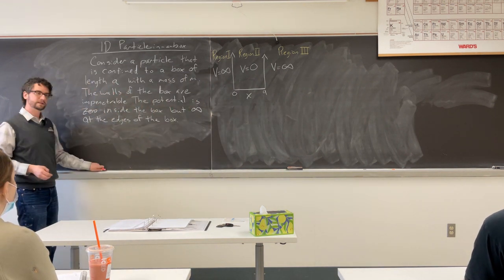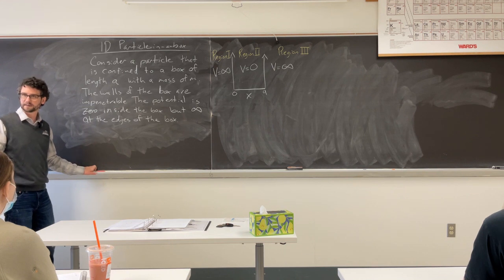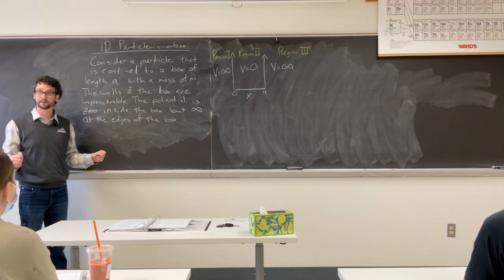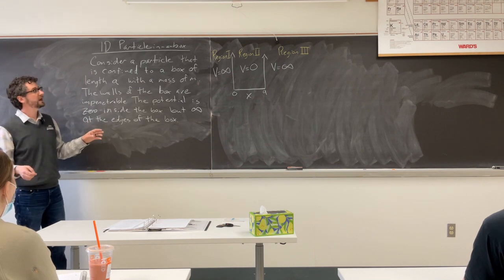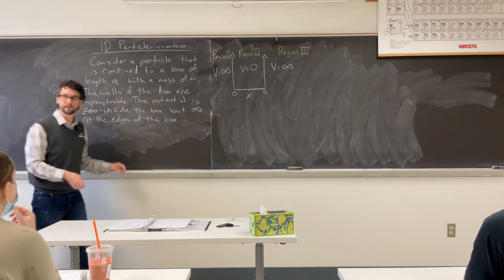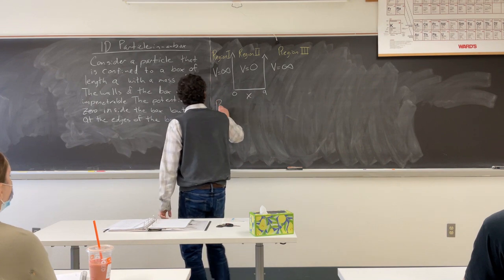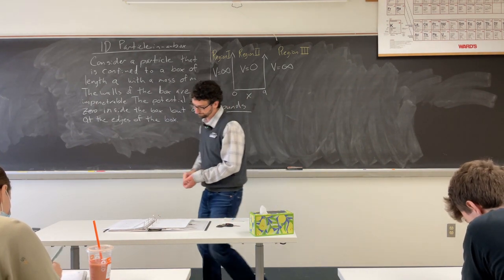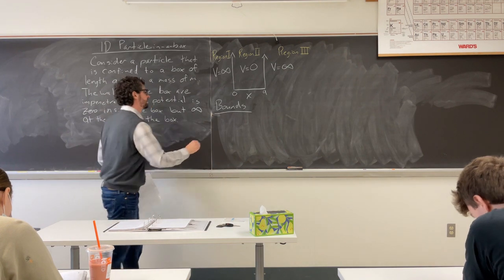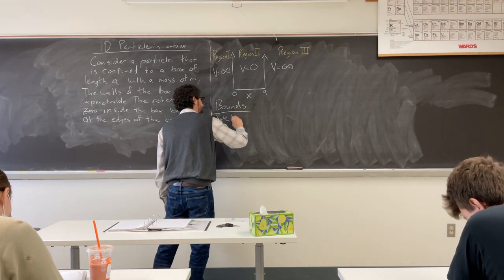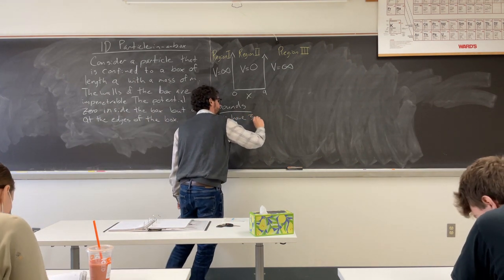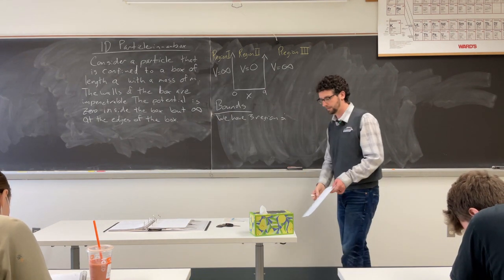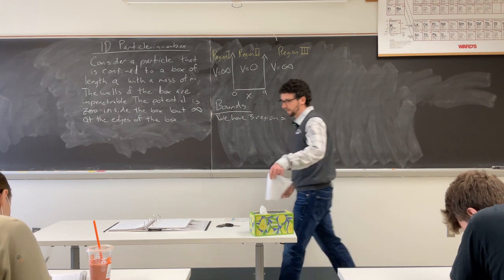So we set up our system. The next thing we have to do is determine the bounds, those regions, and what's going on in those regions. So bounds. We have 3 regions. What are those regions again?